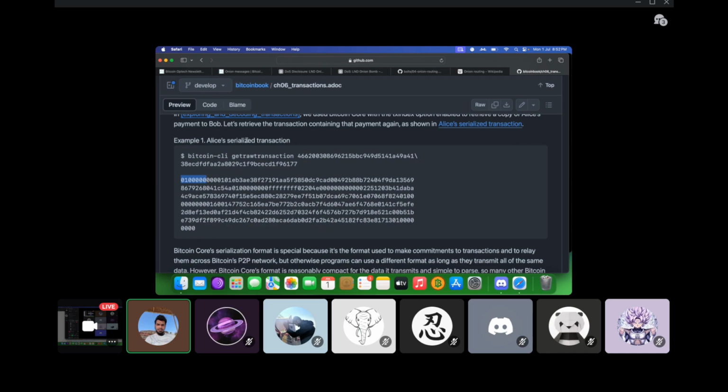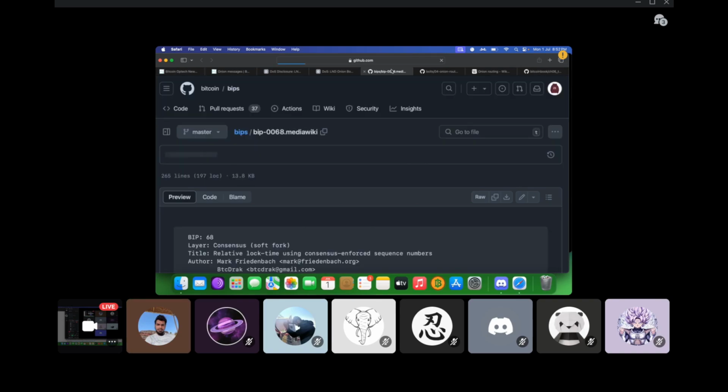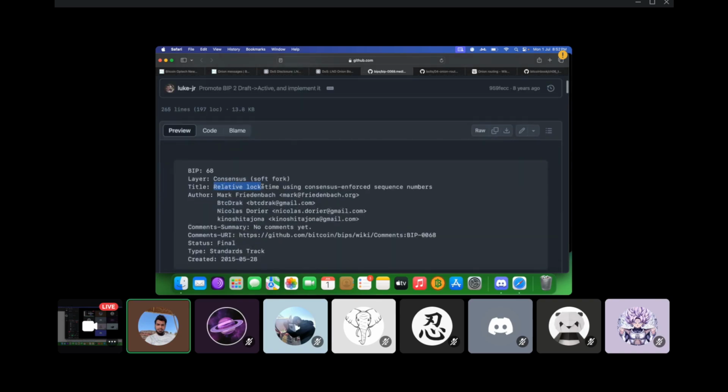Up till now, the transaction version number was being stored as a signed integer, meaning you could also put a negative value. You could put a negative value, but it would be typecast for the implementation of BIP68. What is BIP68? BIP68 implements relative time locks, using sequence numbers.